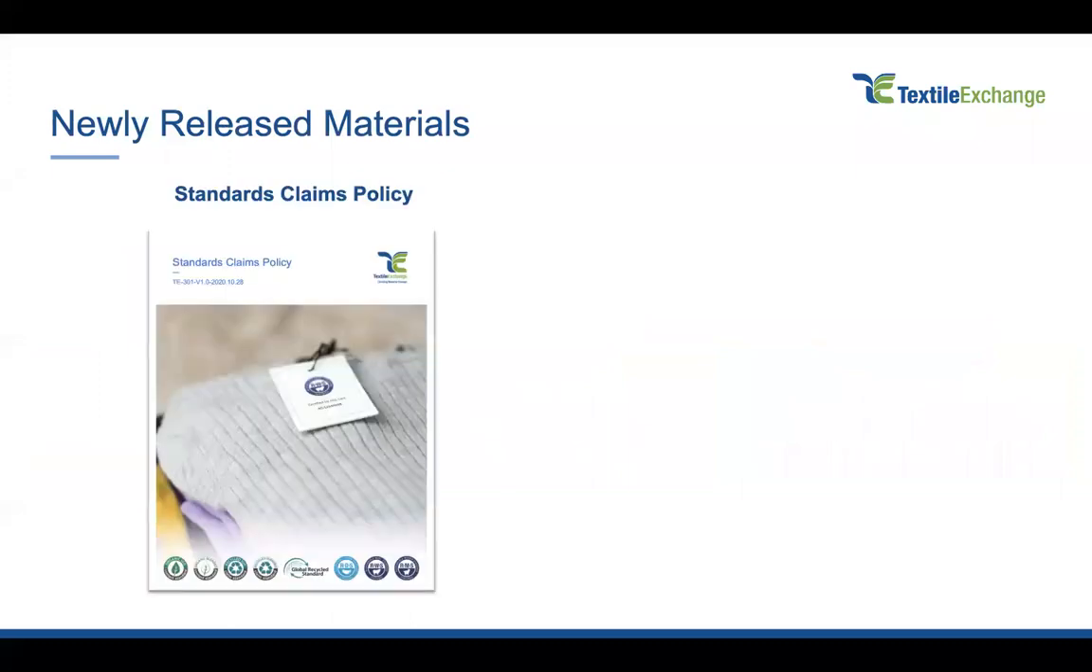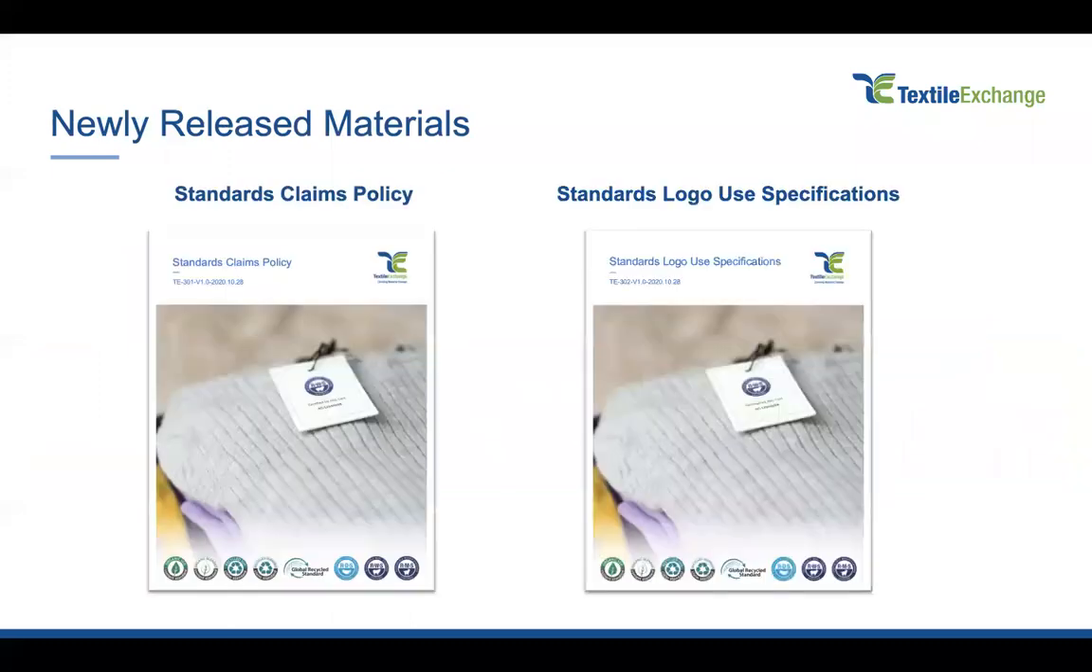So the new documents that have been released are the standards claim policy and the standards logo use specifications. So the claims policy is really where all the details about what the claims are, whether you're qualified or not to make them, any requirements or steps that are needed to follow, allowed language, all of those things are within the claims policy. Specifically, guidance around how to use the logos, how they should appear, sizes, colors, background, all of that information is in the standards logo use specifications.